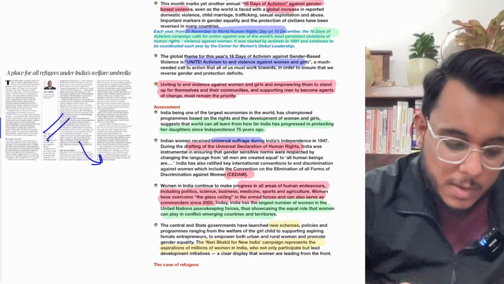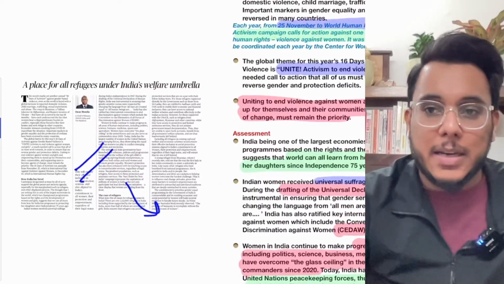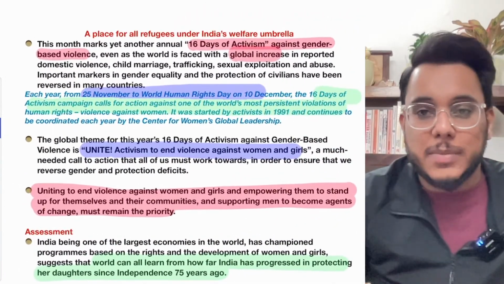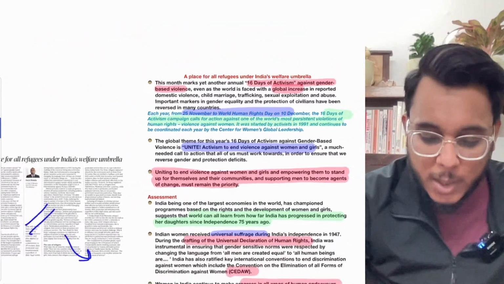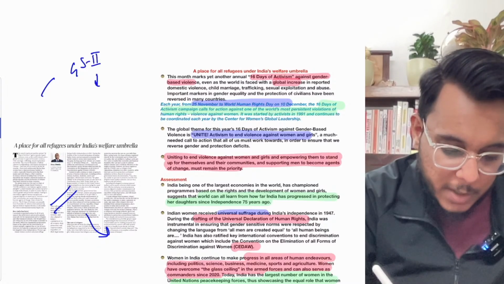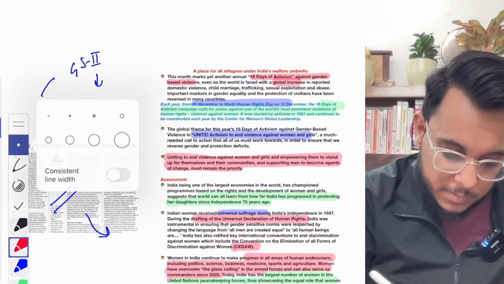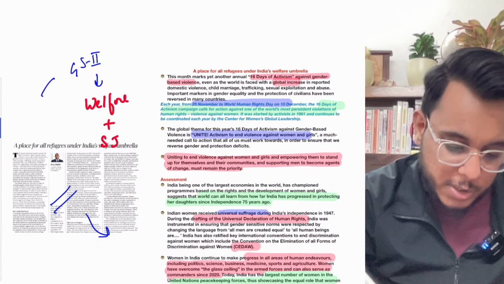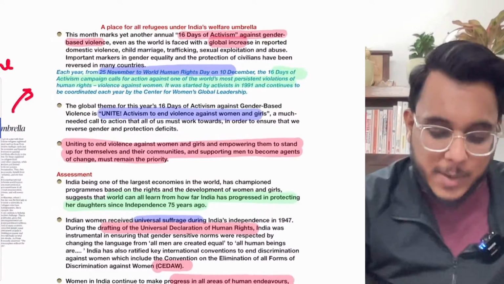Okay, this particular article, guys, is an important article, and it is talking about the 16 days of activism that is being observed. Now this particular article we will see with respect to GS Paper 2, welfare and social justice. Now let's start with this particular article.